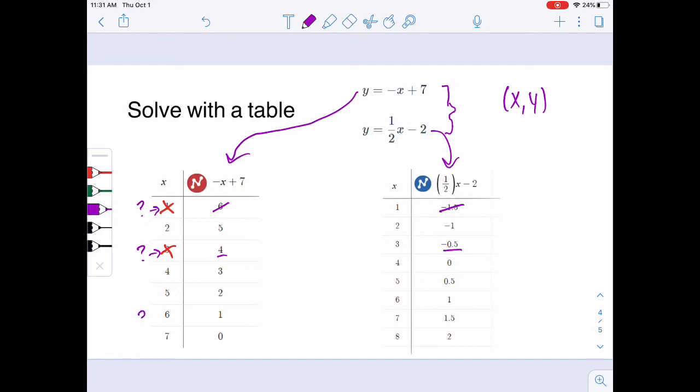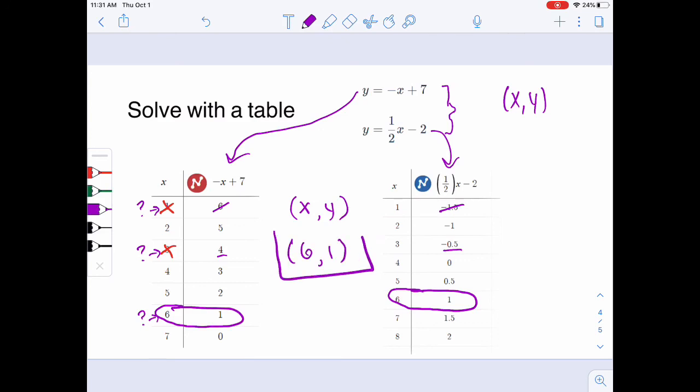Let's try 6. Is 6 my answer? I think so, because 6 produces a y value of 1 in this table, and 6 also produces a y value of 1 in the other table. So it's one x value that produces the same y in both equations. So my answer is 6, 1. Remember, when I'm solving with a table, I'm looking for a point that shows up in both tables.